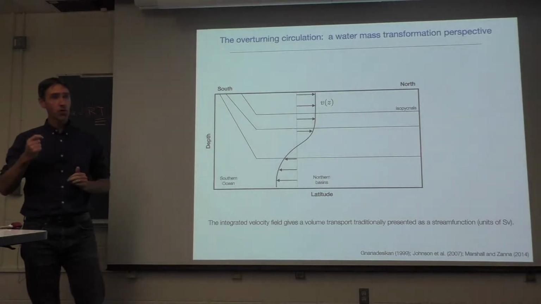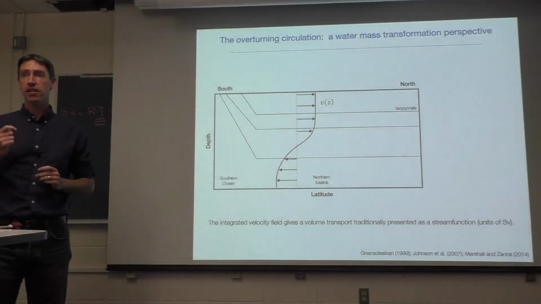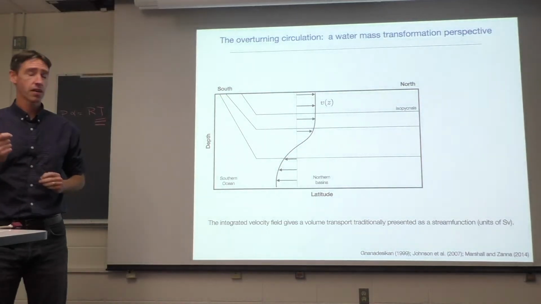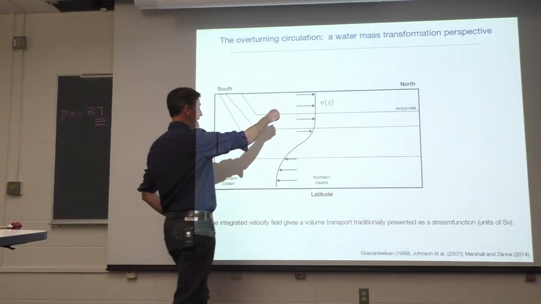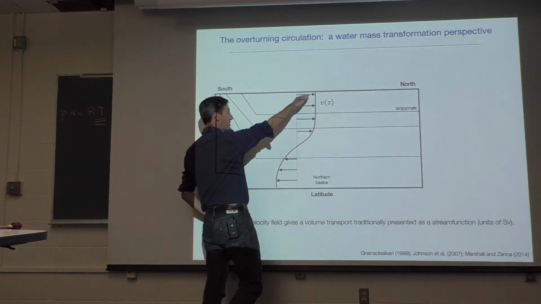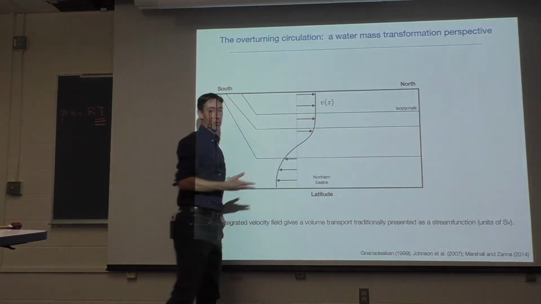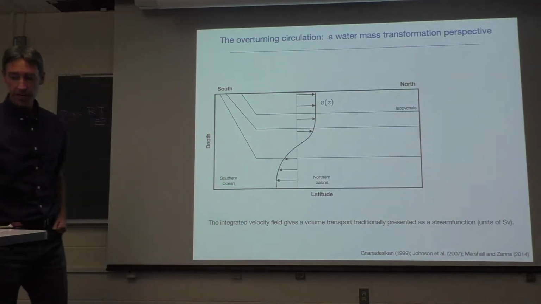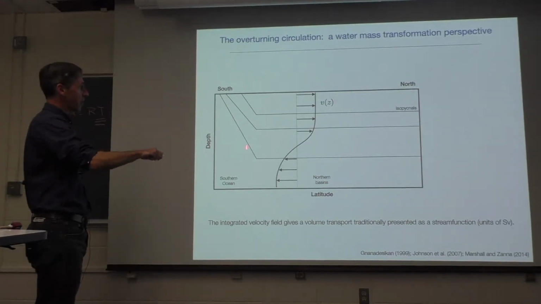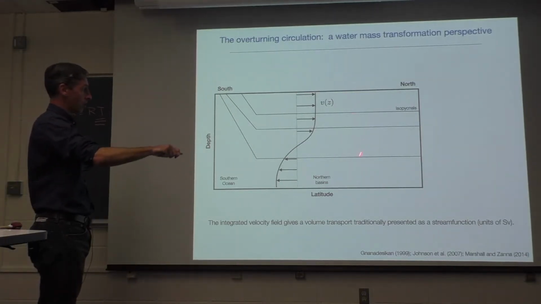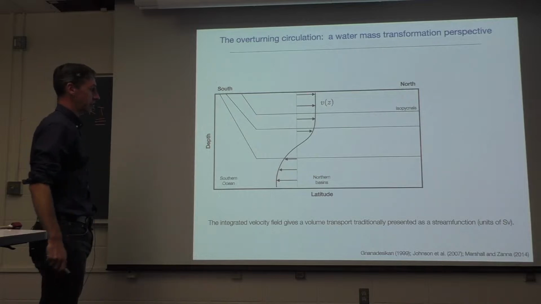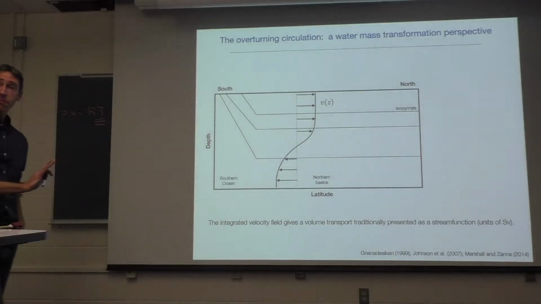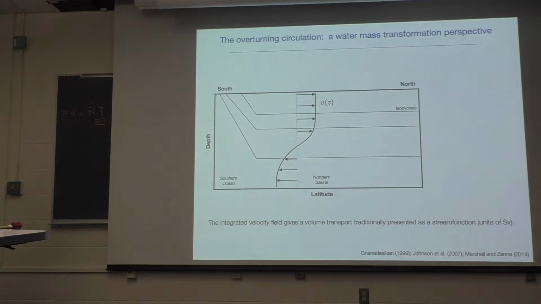When we talk about the overturning circulation, we typically talk about it in terms of a stream function. That would be taking this velocity field and integrating from the surface to depth, accumulating the transport, and when you do that, you get a stream function that gives you what we call an overturning cell. So we call it the overturning because it goes around in this way. This is how we typically talk about the stream function. I want you to basically forget this already, okay?